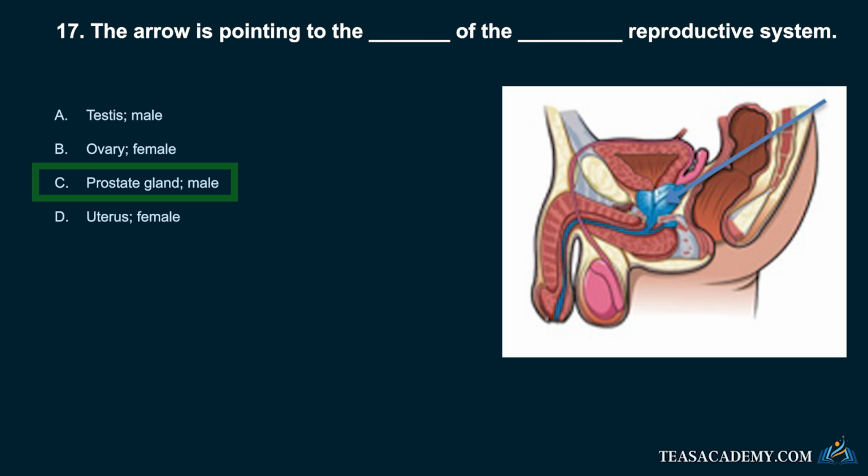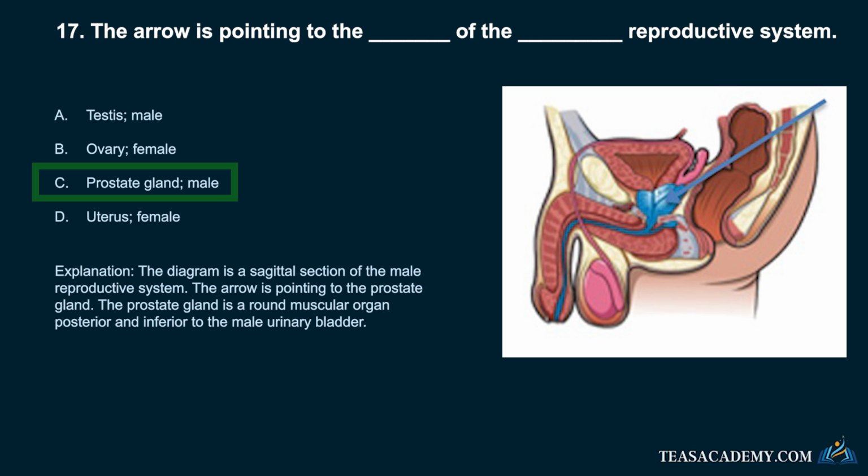Correct answer, C. Prostate gland, male. The diagram is a sagittal section of the male reproductive system. The arrow is pointing to the prostate gland. The prostate gland is a round muscular organ posterior and inferior to the male urinary bladder.